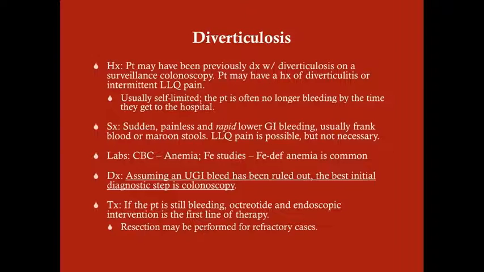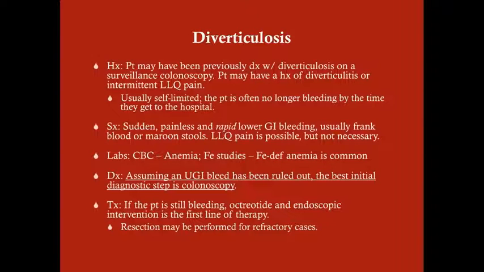Labs, you're going to want to make sure, of course, that you have your CBC, which may show anemia. That would just be a sign of blood loss, possibly chronic blood loss. And then if you have iron studies with that, which you always want to get if you have a CBC that shows anemia, it's possible that the patient would have an iron deficiency anemia, and that just shows that they have anemia due to blood loss.